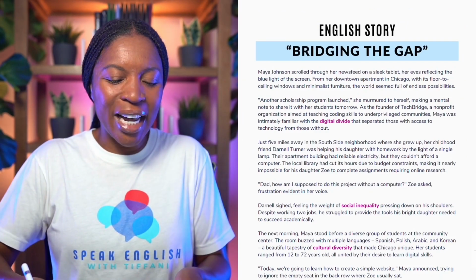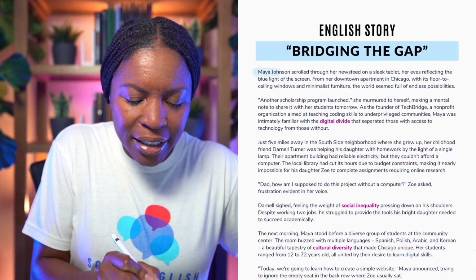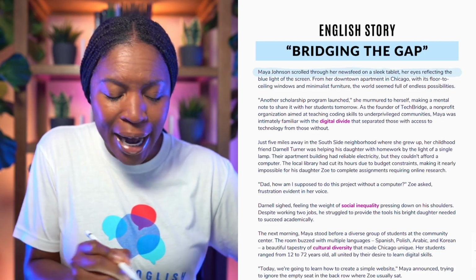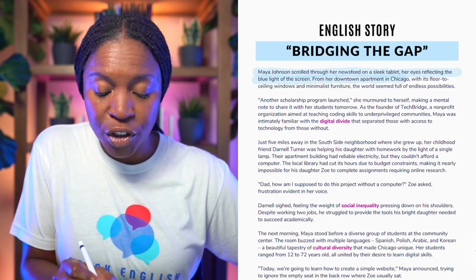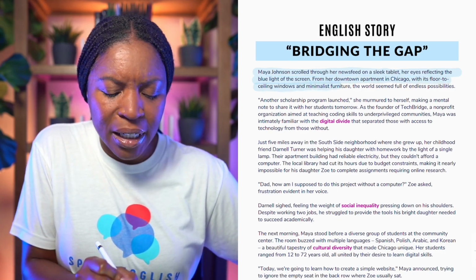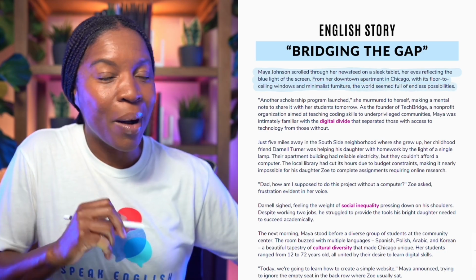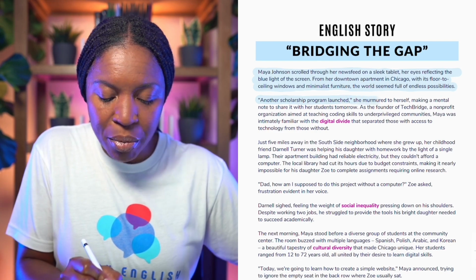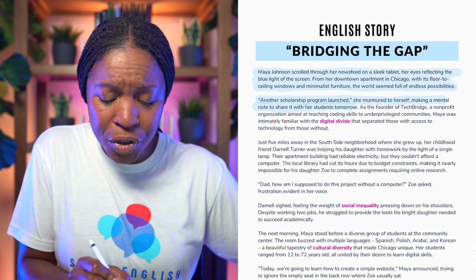Our story for today is Bridging the Gap. Maya Johnson scrolled through her newsfeed on a sleek tablet, her eyes reflecting the blue light of the screen. From her downtown apartment in Chicago, with its floor-to-ceiling windows and minimalist furniture, the world seemed full of endless possibilities. "Another scholarship program launched?" she murmured to herself, making a mental note to share with her students tomorrow.